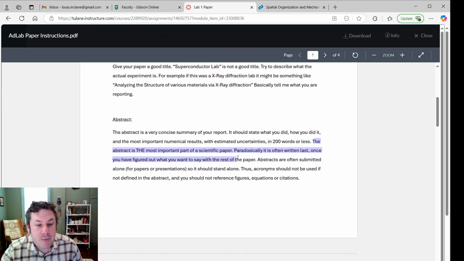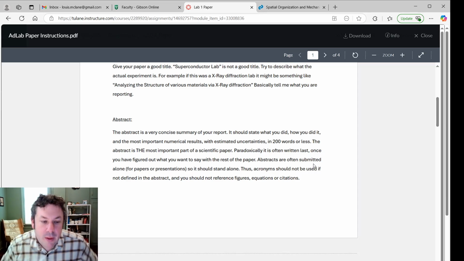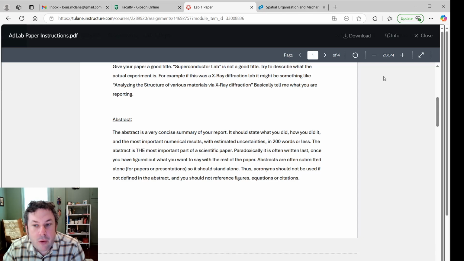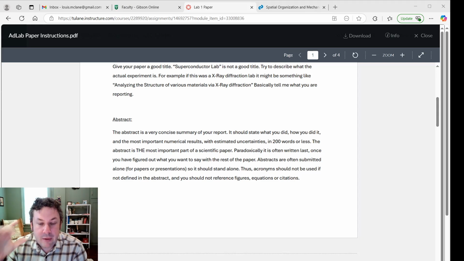It's actually the most important part of a scientific paper. Paradoxically, it's often written last. You would do the abstract after you've completed all the rest of the analysis, and sometimes it takes writing the whole paper to figure out how you're going to frame the research. Abstracts are often submitted alone. If people are looking for your paper on websites like Google Scholar, often they'll be able to just see the abstract. So the abstract has to stand alone. You can't reference figures or equations or citations or use acronyms.